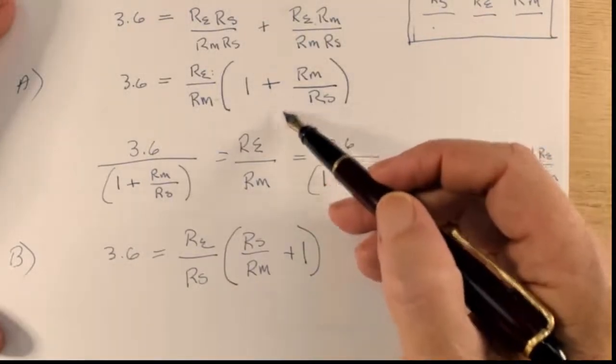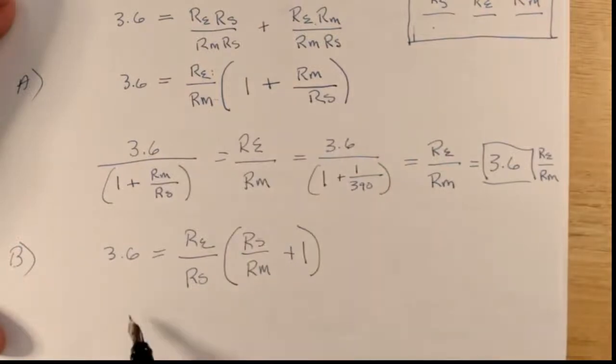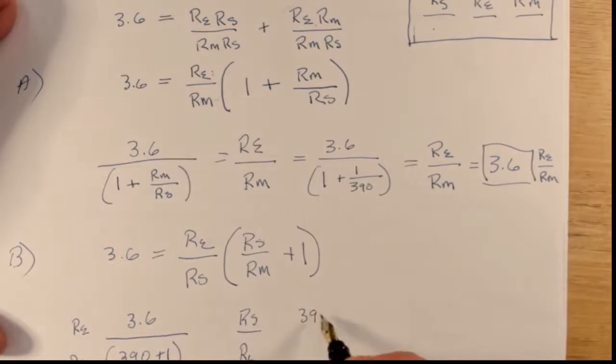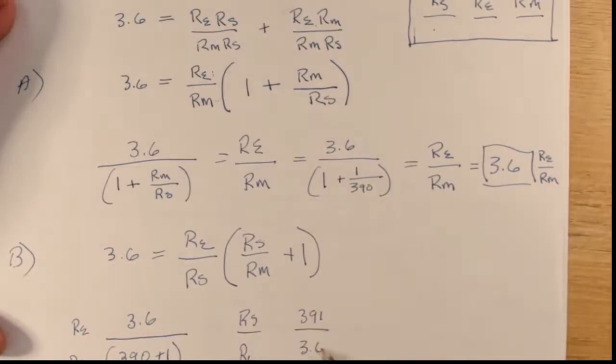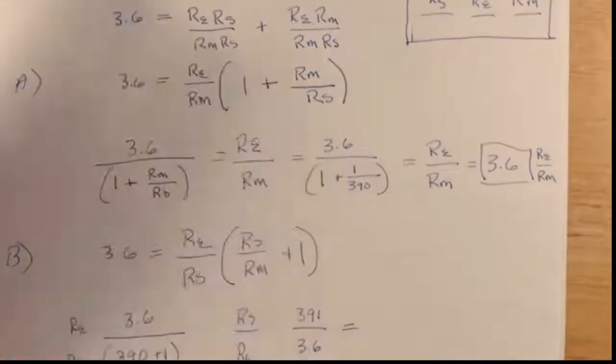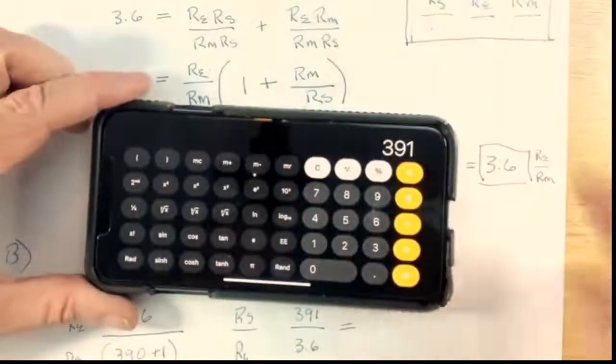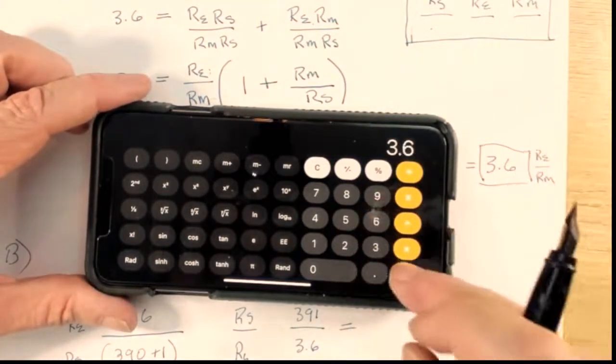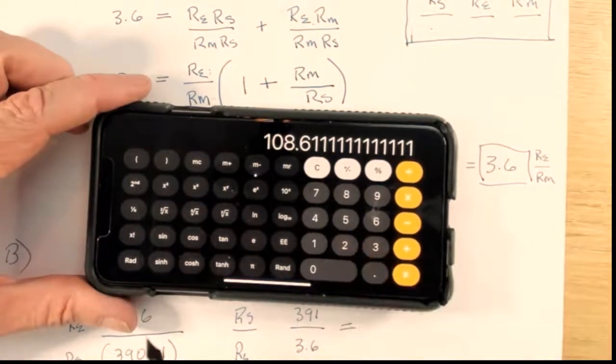Now, we bring this around the same way, and we end up with 3.6 over the radius of the Sun to the Moon, which is 390, plus 1. This is the radius of the Earth to the radius of the Sun. So by flipping this over to get the radius of the Sun over the radius of the Earth, we get 391 over 3.6. And now we can solve for that. So we have 391 divided by 3.6 equals about 109.